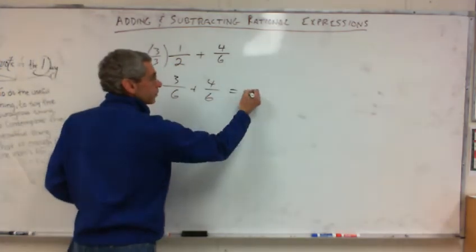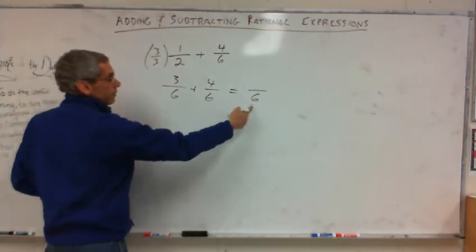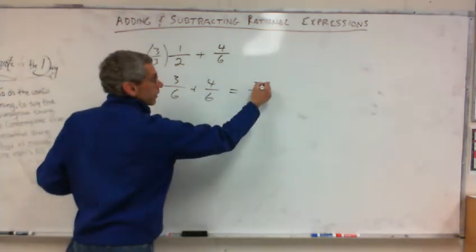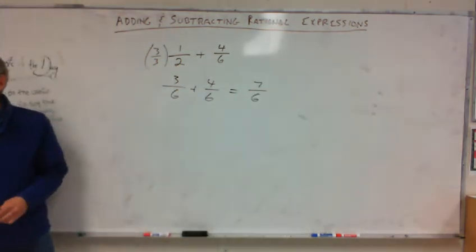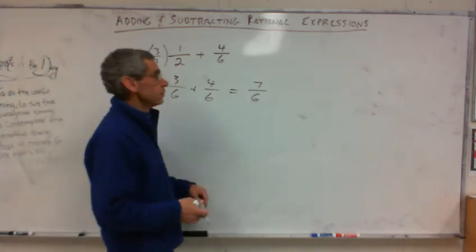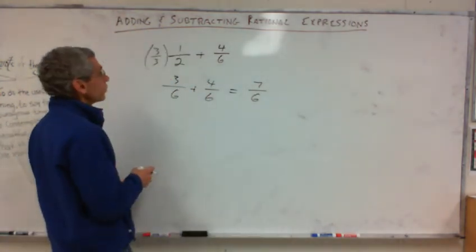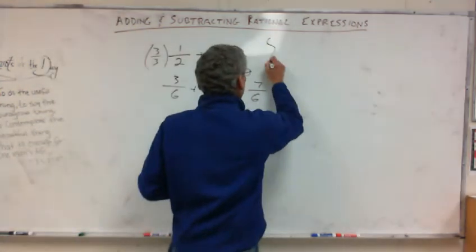My answer keeps the common denominator, right? And then 3 plus 4 is 7. So my answer is 7/6. I could turn it into a mixed number if I wanted to, but I don't want to. So I don't have to.